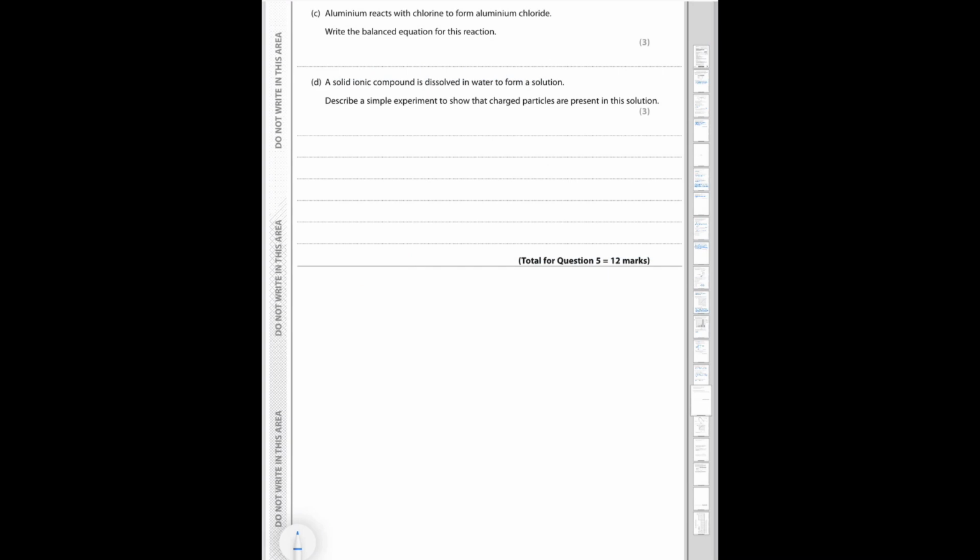Aluminium reacts with chlorine to form aluminium chloride. Write the balanced equation for this reaction. So we start off with aluminium metal. We are going to react it with chlorine, which is Cl2, and we are going to produce aluminium chloride. Now aluminium is in group 3, so it's Al3+, and because chlorine is in group 7, that's Cl-, so that means we are going to need 3 chloride ions with 1 aluminium.